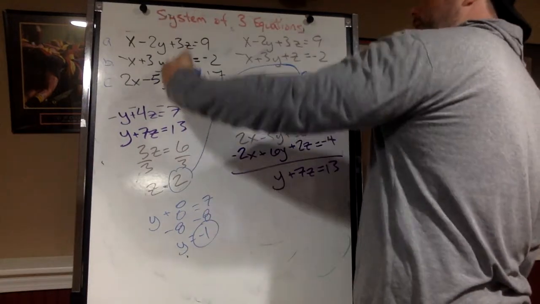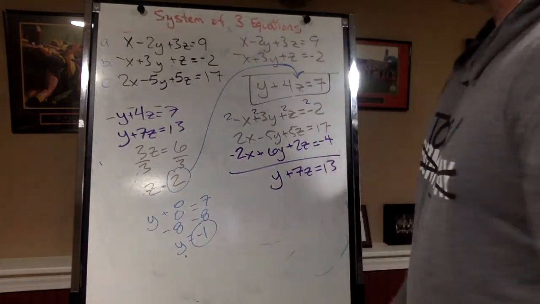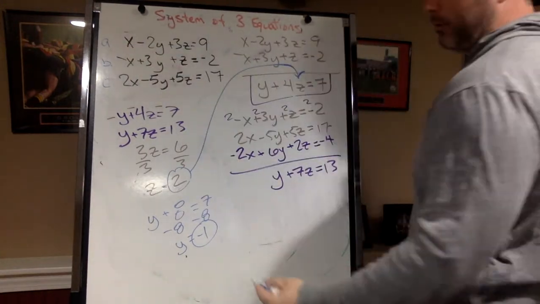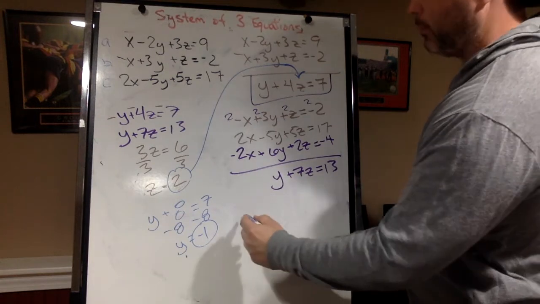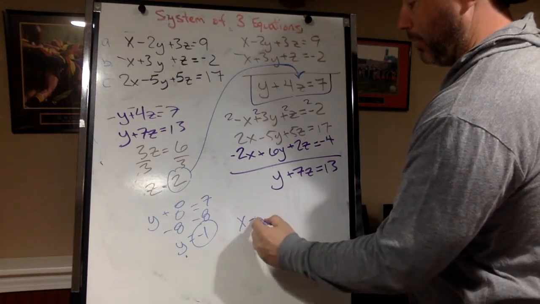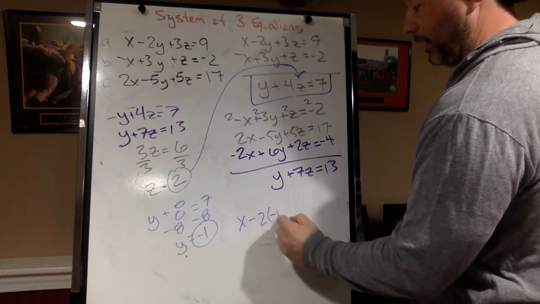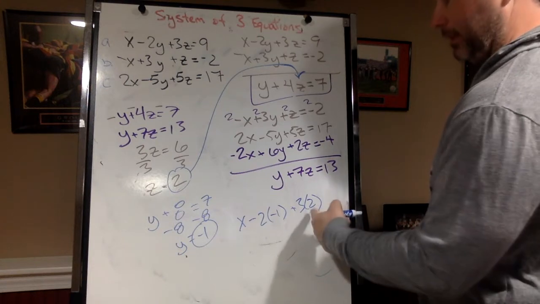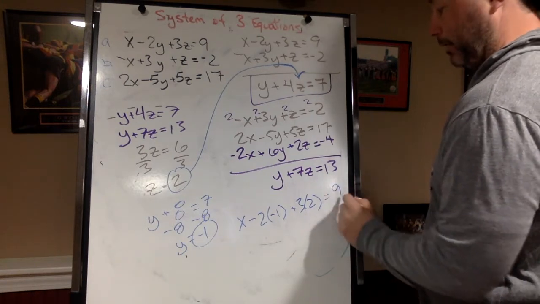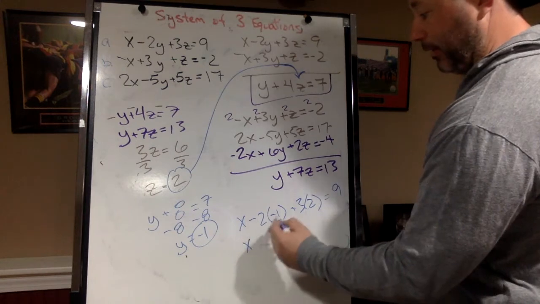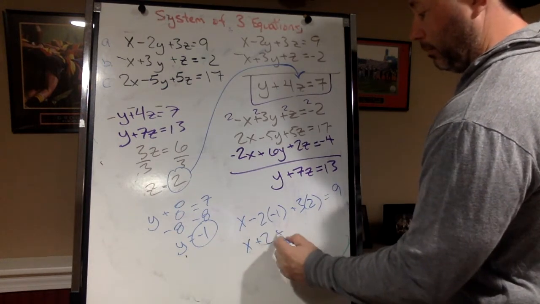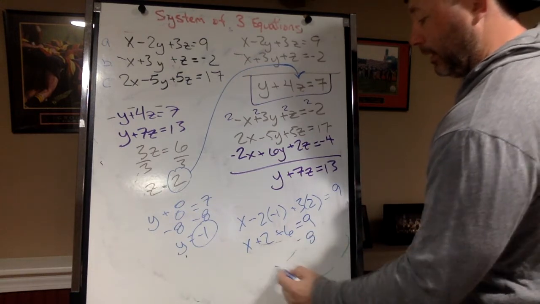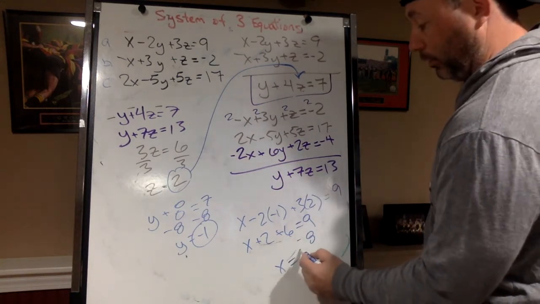Let's plug that back into one of the original ones to find the x. Well, equation A has an x that's positive and by itself, so let's plug it in. So we get x minus 2 times y, which was negative 1, plus 3 times 2, because z was 2, equals 9. So it gives me x, negative 2 times negative 1 is plus 2, plus 6 equals 9. That's 8. Subtract 8 over. x equals 1.